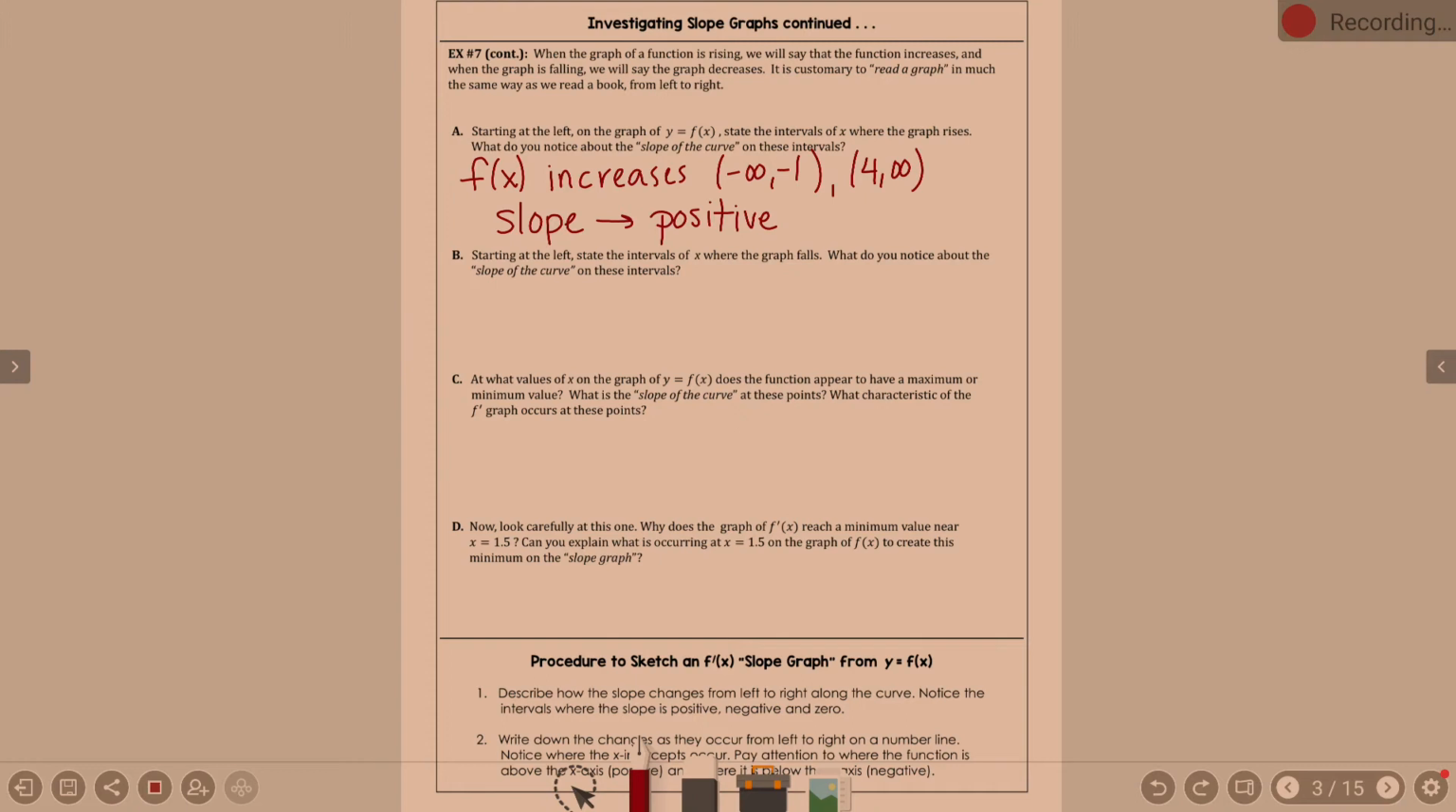Next part, starting to the left, state the intervals of where the graph falls. What do you notice about the slope of the curve on these intervals? So f of x is going to decrease where? I can almost do it without looking back. Because we had two increasing intervals, where's the decreasing interval? -1 to 4? Because it was in the middle, yes? What do you notice about the slope on this section? It's negative, yes?